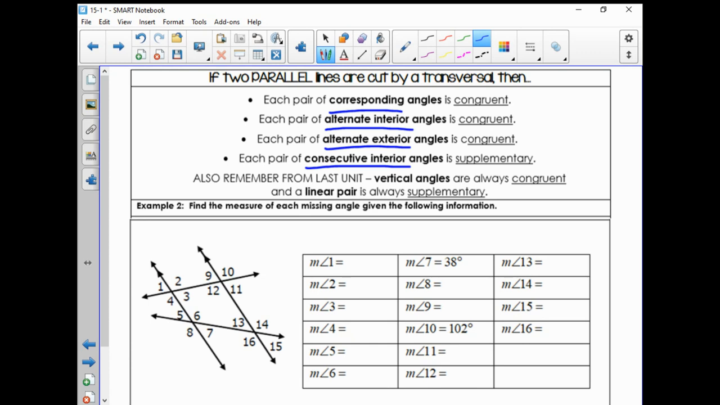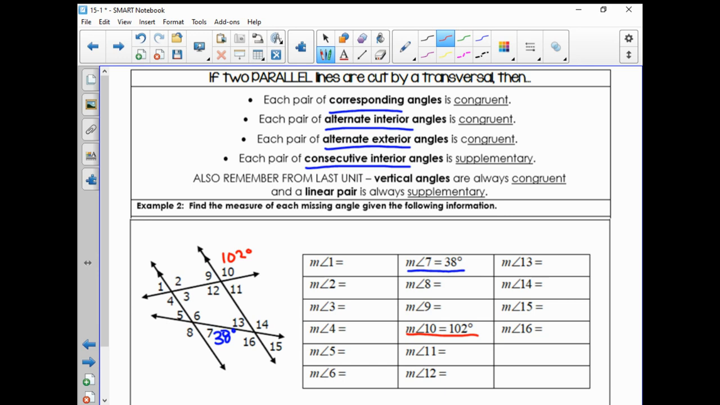So I'm going to go ahead and mark on the diagram here the information they gave me. They told me that the measure of angle 7 here is 38 degrees. 38 degrees right there. So we're going to go ahead and write that down. They've also told us, let's do this one in red, that the measure of angle 10 up here is 102 degrees.